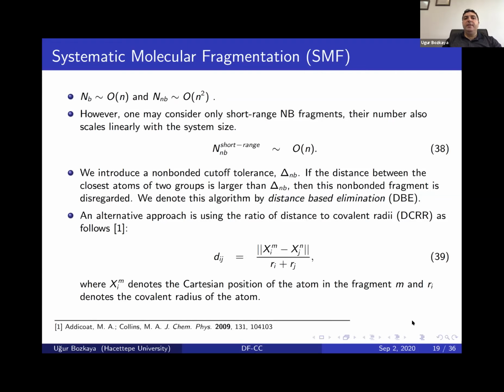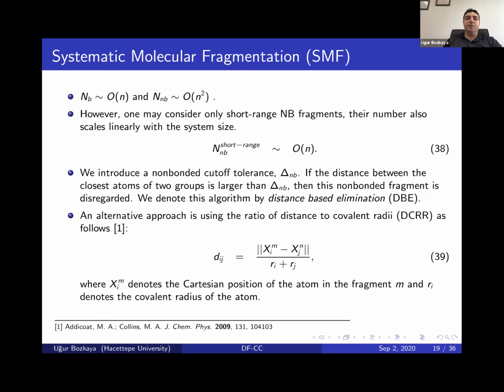However, we may consider only short-range non-bonded fragments, and their number also scales hopefully linearly with the size of systems. Hence, we may obtain an overall linear scaling approach. So we introduce a non-bonded cutoff tolerance, delta NB. It can be something like 10 angstrom, 6 angstrom, something. And if the distance between the closest atoms of two groups is larger than delta NB, then this non-bonded fragment is disregarded. And we denote this algorithm by distance-based elimination, DBE.